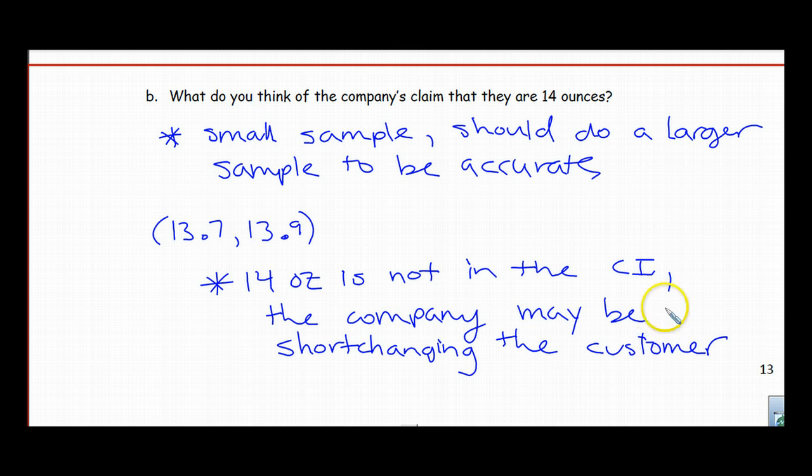So if we were doing this test, we may say this, but we need to keep in mind that maybe we should do a larger sample. But if we did a larger sample of 30 or more, and we still got an example like this, we'd say that the company needs to check their stuff to make sure that they're filling their bag or they're being more accurate in their labels.